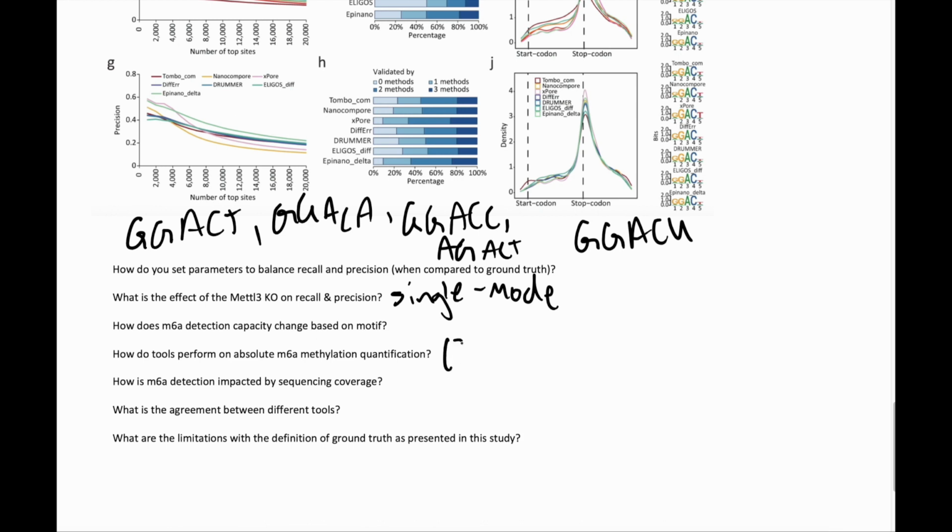So there are only 3 out of the 10 tools which attempt to perform absolute quantification. There's discussion on the particular performance of those tools on the task when compared to the ground truth. How is m6a detection impacted by sequencing coverage at a particular genomic region? What is the agreement between all of these different tools? And what are the limitations with the definition of ground truth as presented in this study?